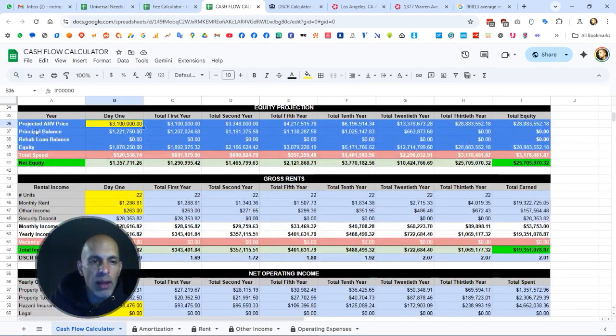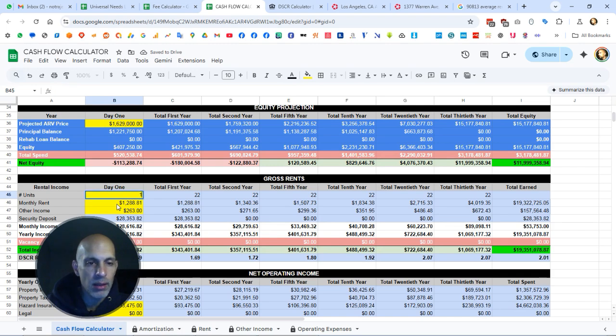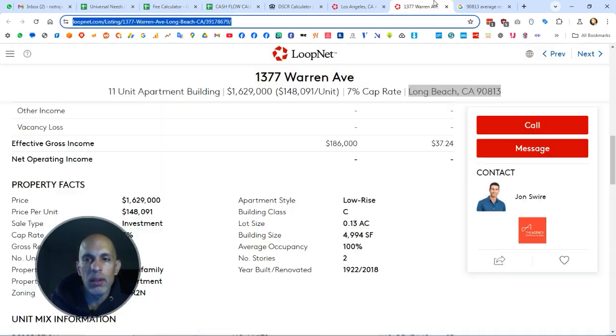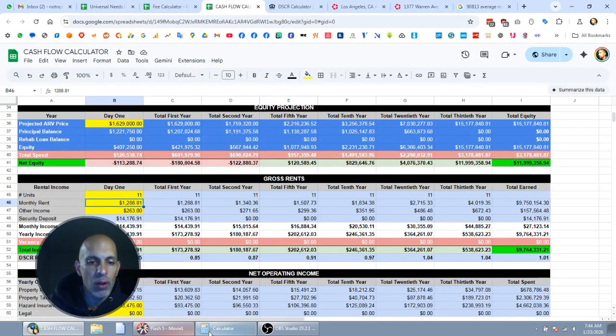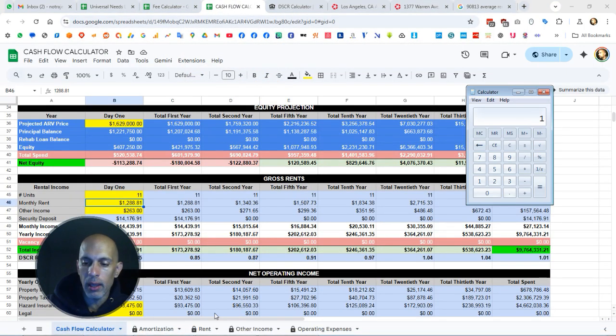After repair value, projected ARV price, we're not making any improvements to this building. We're just leaving it at 1.629 million. And here we have 11 units. 11 unit apartment building with gross rents of $186,000. So we're going to use 186,000 divided by 12, divided by 11.